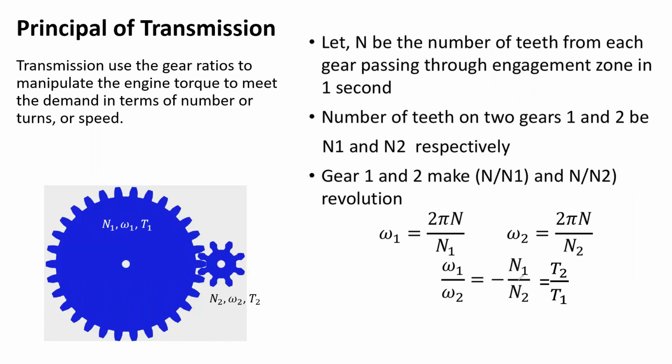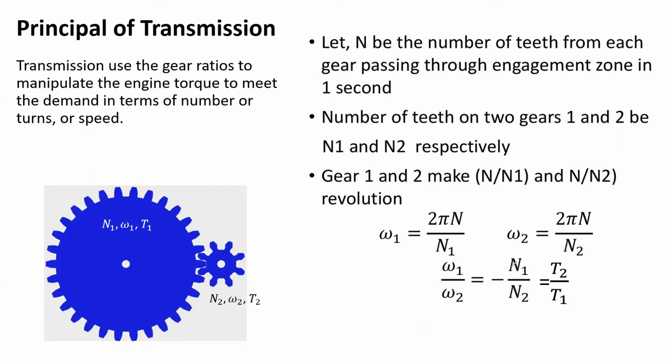So basically what it means is omega 1 over omega 2, right? That means the rotational speed ratio is equal to minus n1 over n2. So this n1 and n2 means the number of gear teeth, right? And this omega means the rotational speed. I'm planning to do another tutorial, and during that tutorial, I'll explain this section again.